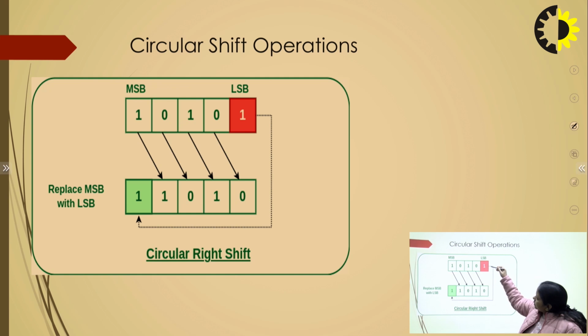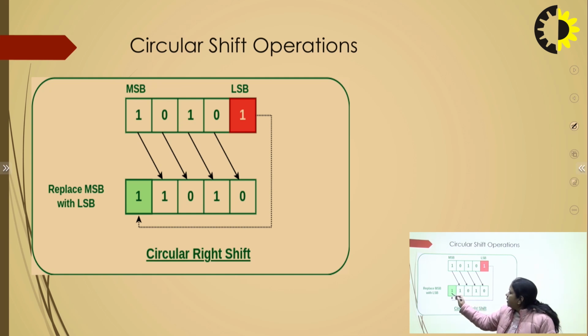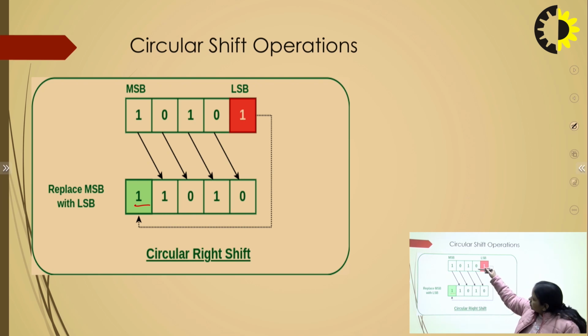So this one will be replaced in the MSB bit. You can see here 0. This one will be placed in the MSB bit, and 0 will be placed here, 1 will be placed here, 0 will be placed here, and 1 will be placed here. So in this way, we can perform circular right shift.